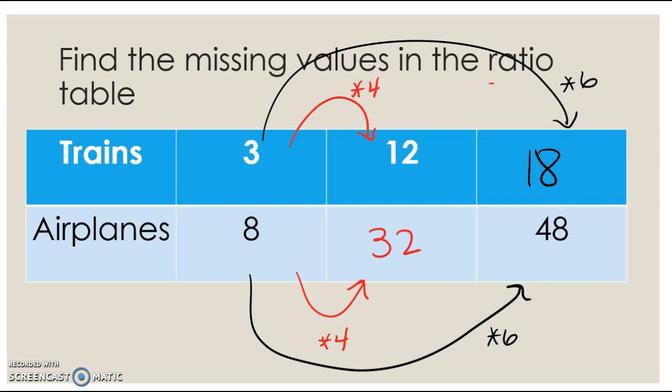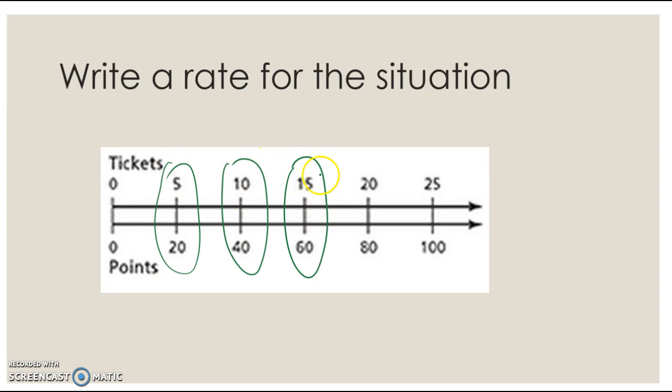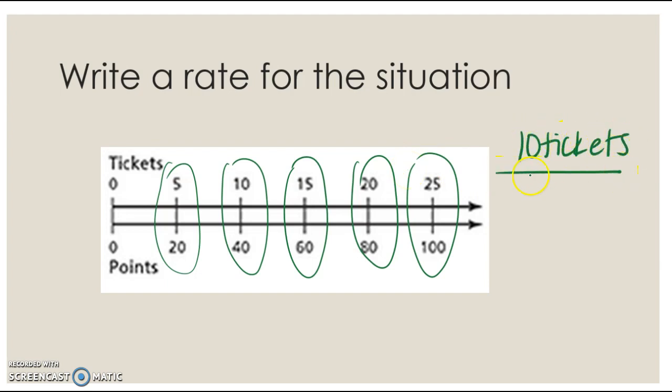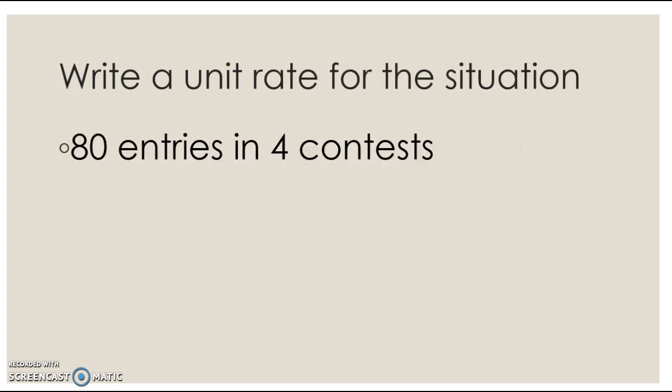Again, we're going to do another writing the rate of a situation. You can pick any of these to write rates as long as your numbers line up and as long as your rate is labeled. So I'm going to go ahead and do 10 tickets, 40 points. That is one of 5 rates that you could choose. Remember, we don't want to use 0 and 0 because that really doesn't give us any information. We want to use the numbers that actually give us some value. So again, we're going to move right back into unit rates.